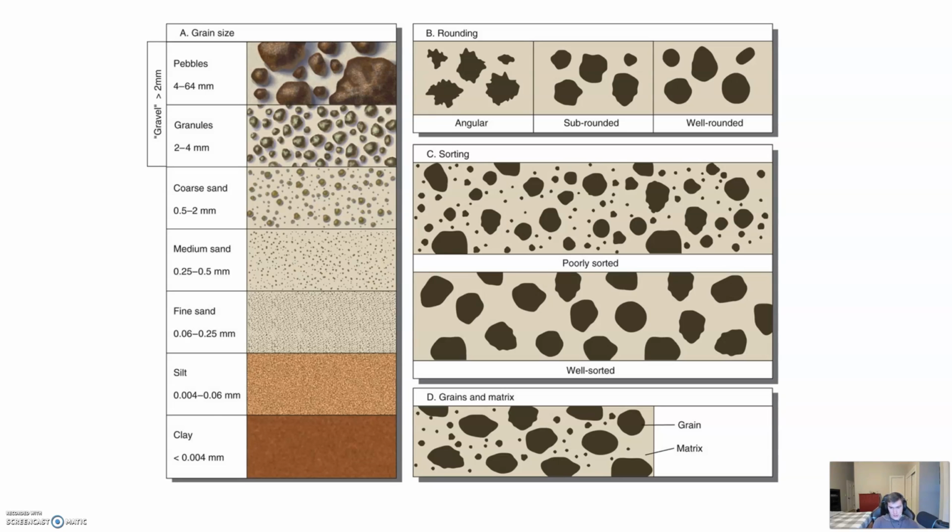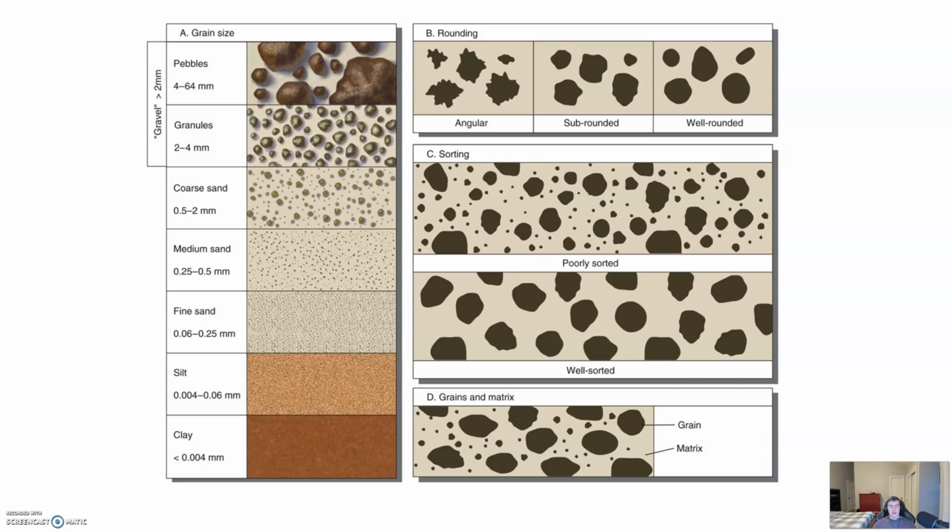And of course, there is a grain and a matrix of the rock. As you see in the graph here, the grain would be the actual sediment piece, and the matrix would be the kind of negative space, you could say. And the matrix is made due to the cementation of the rock when it was being formed.